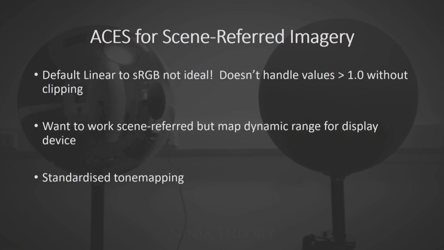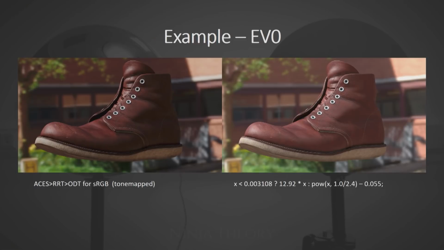And again, ACES works really well for scene-referred imagery. Remember that we want to make sure that we're rendering in this high dynamic range, and the default linear to sRGB transform doesn't handle values beyond 1, so everything ends up clipping. That's okay, because ACES understands that, and it has standardized tone mapping operations for what we're concerned with. So I'll do a visual example of this now.